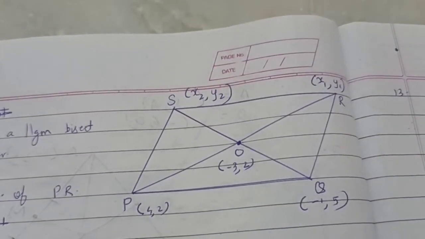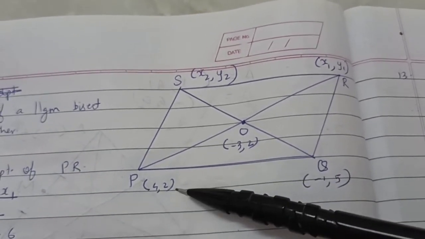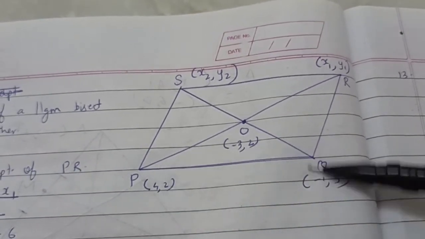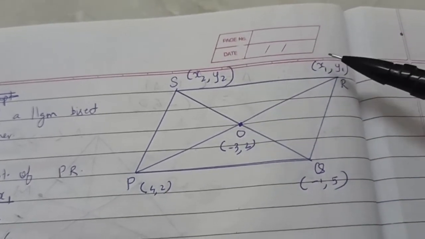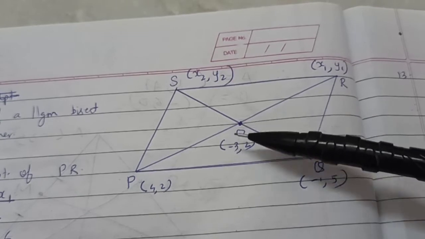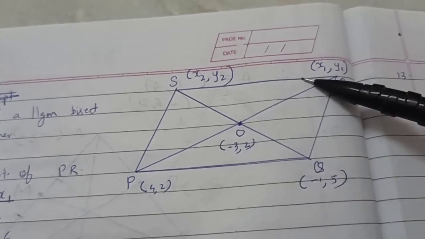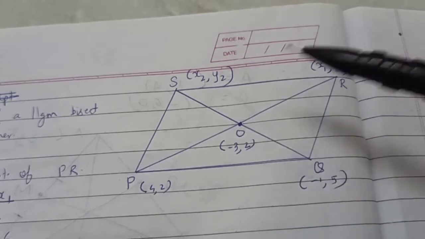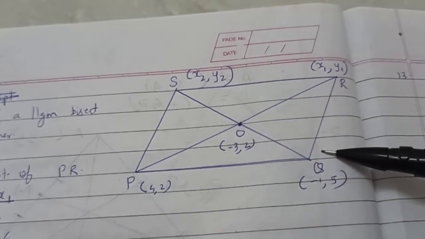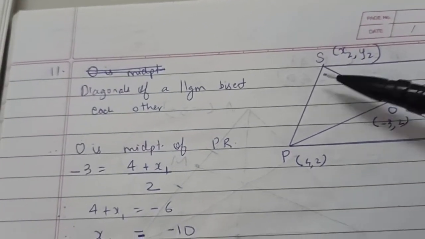It's a parallelogram. That means opposite sides are parallel and equal. So P and Q values are given, but R and S values are not given. So I'm assuming it as x1, y1, x2, y2. Point of intersection's coordinates are given. In a parallelogram, diagonals always bisect each other. That means O is the midpoint of PR and O is the midpoint of SQ. That's the hint we are going to use in this sum.